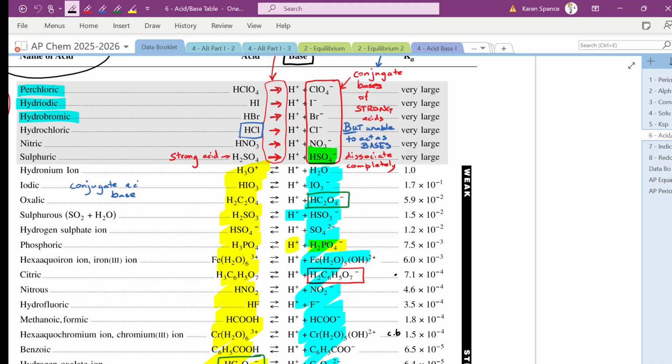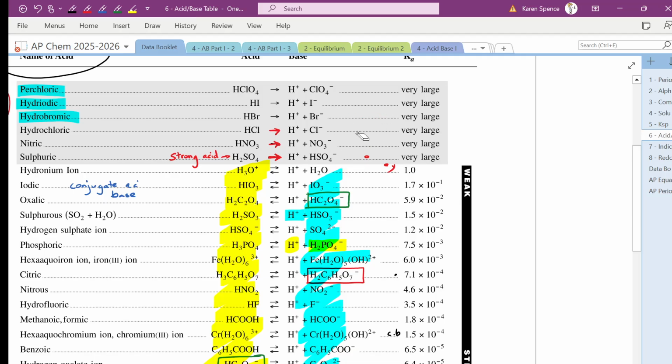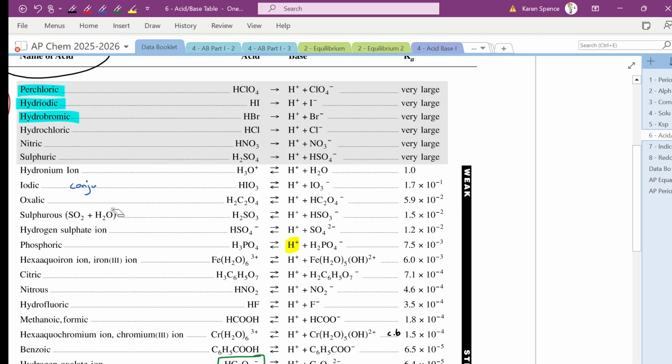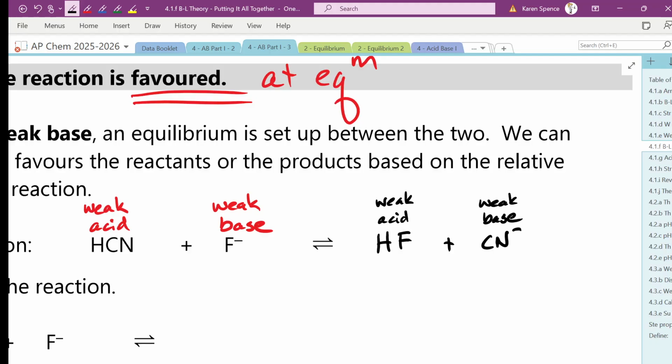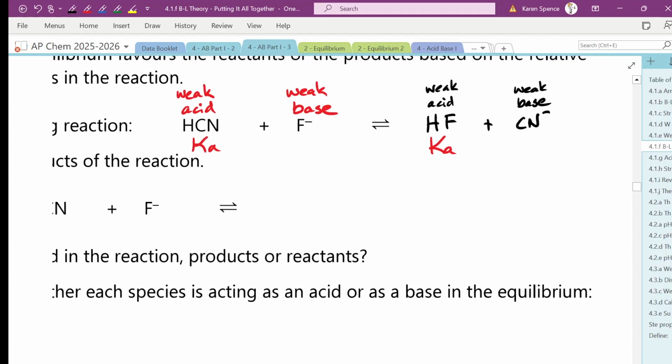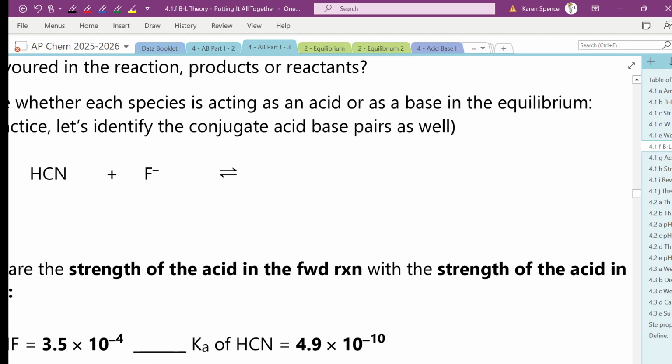You're going to look at your data booklet. What might you find in your data booklet that would help you figure out which side has the most chemicals there? Which side is favored? You would look at the Kas. Now, who would we be finding the Kas for? HCN and HF, yes. So we're going to look at the Ka for HCN, and we're going to look at the Ka for HF. And I've actually done that down here somewhere.